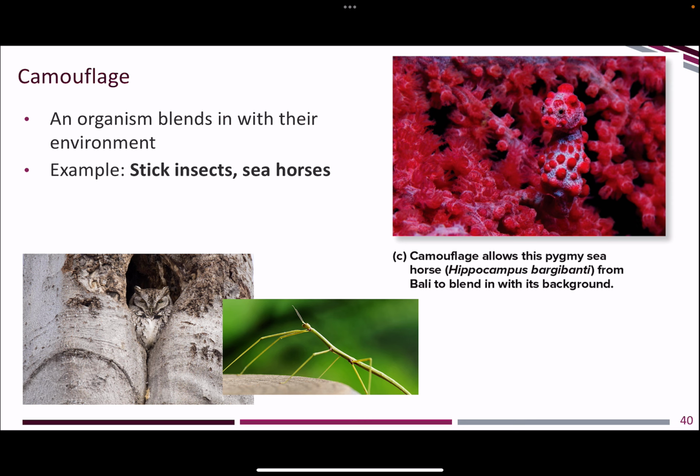Then we've got camouflage. The animal kingdom is abundant with examples of camouflage. This camouflage is just going to allow an organism to blend in with their environment. So we've got a couple cool examples here. We've got this owl hanging out in the crook of the tree. We've got this stick insect that is going to blend in with the twigs that are on a tree. We've got this lovely, cute little pygmy seahorse here that just blends right in with an anemone or a sea urchin or something in its environment.